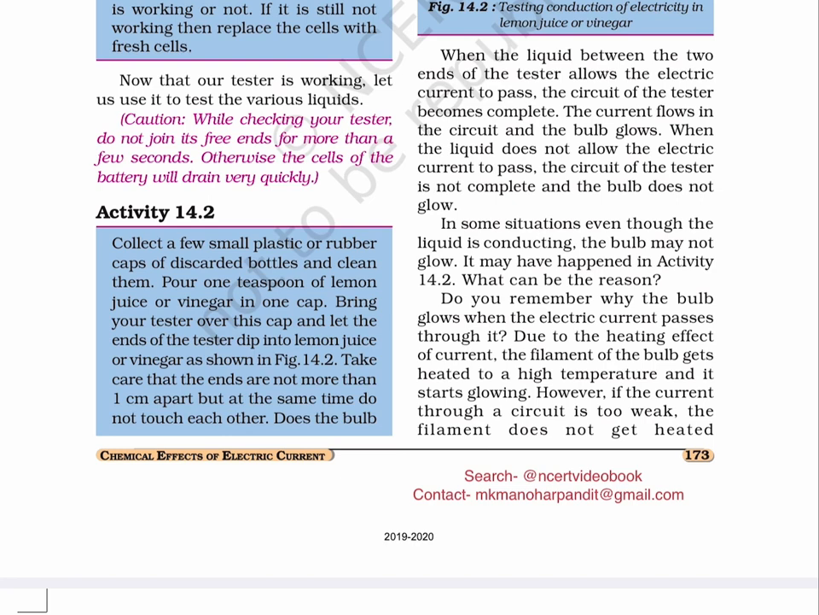Activity 14.2. Collect a few small plastic or rubber caps of discarded bottles and clean them. Pour 1 teaspoon of lemon juice or vinegar in one cap. Bring your tester over this cap and let the ends of the tester dip into lemon juice or vinegar as shown in Figure 14.2. Take care that the ends are not more than 1 centimeter apart, but at the same time do not touch each other.